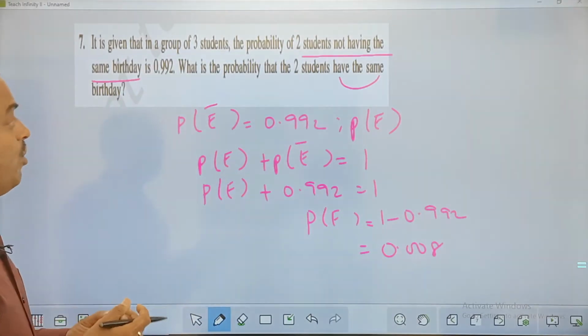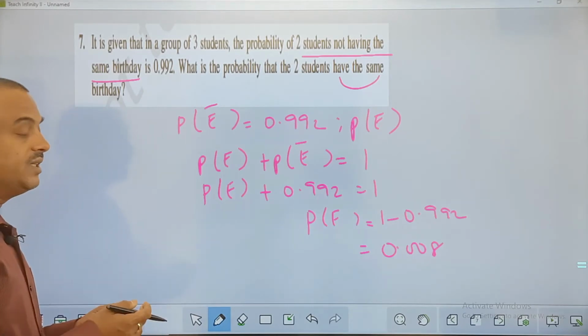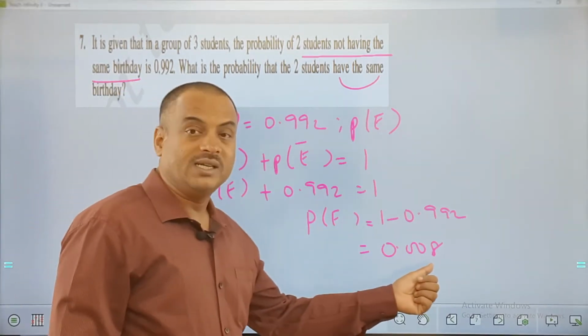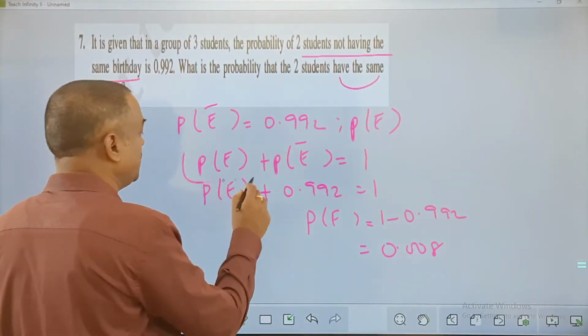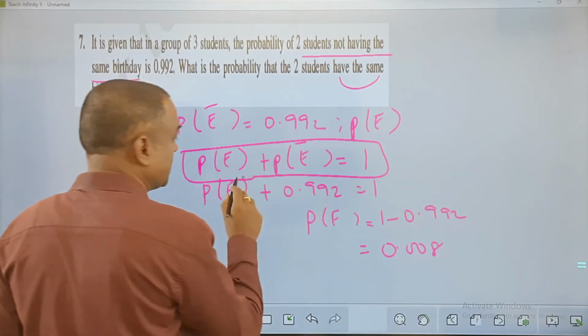So the probability of 2 students having the same birthday is 0.008. That is the answer for you. Fair enough? So this is again the rule to be used here in this case.